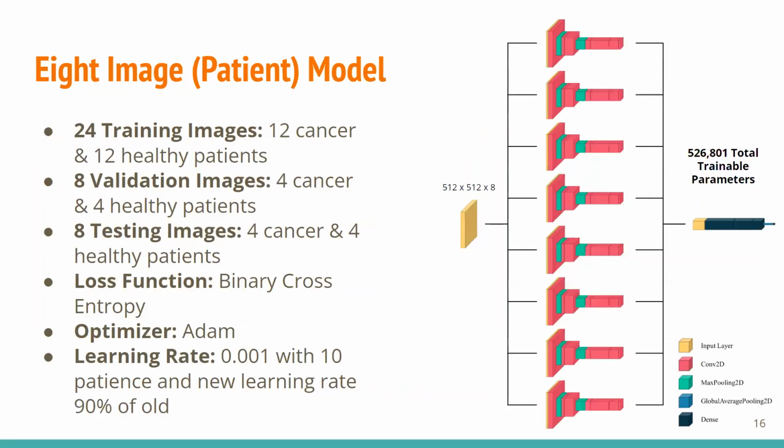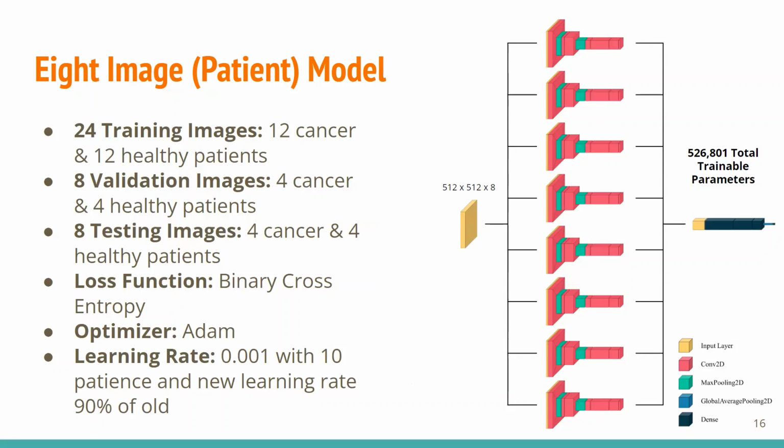The 8-image model was just the idea of taking all the information from a patient at once, since we care about the patient at a slide level, not necessarily the individual image level, if we were going to use this to assist the pathologist. So we took the single image model, and since we had 8 images per patient, we took 8 single image models.